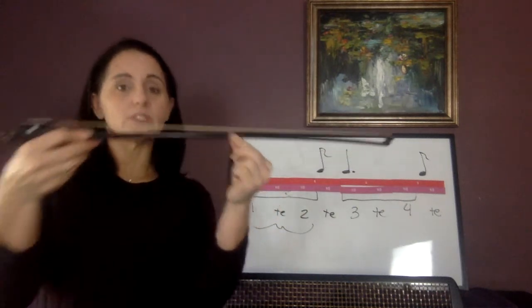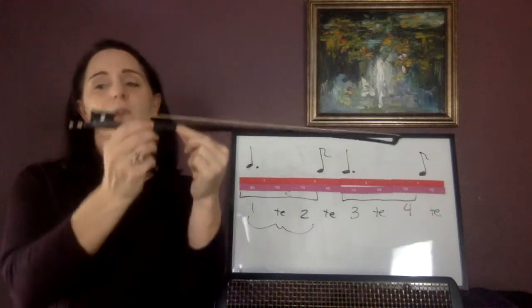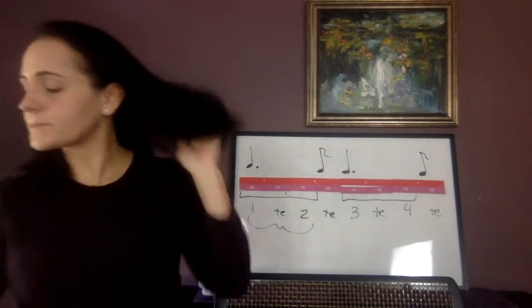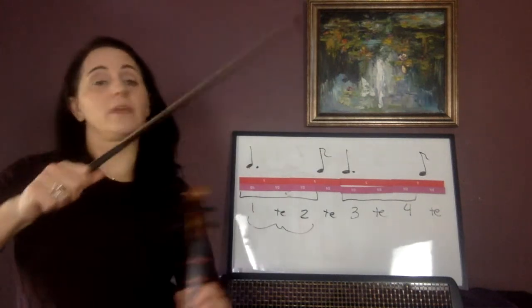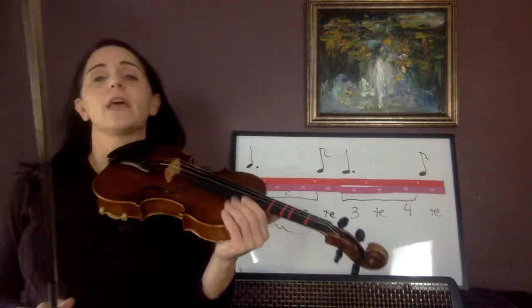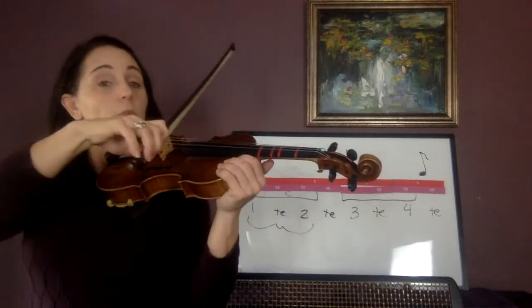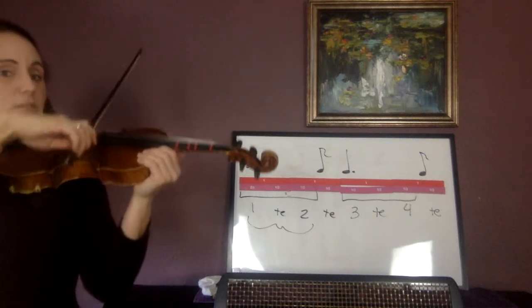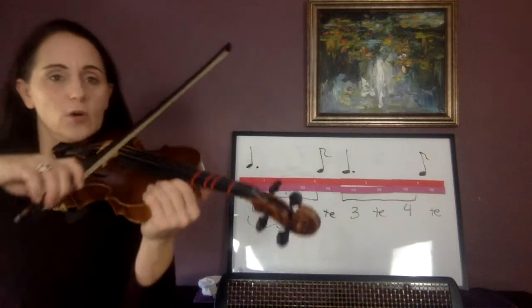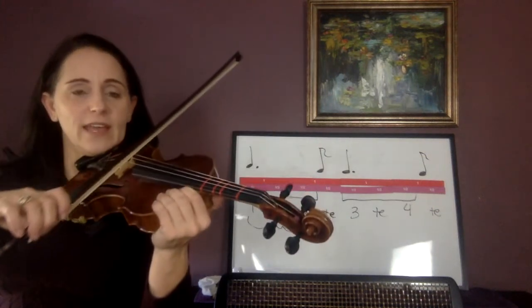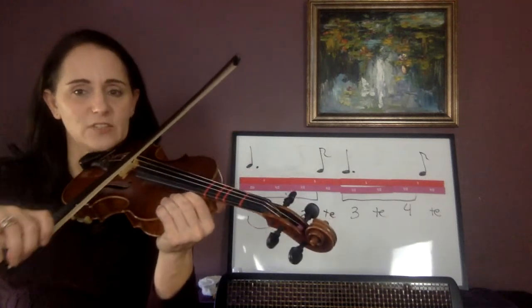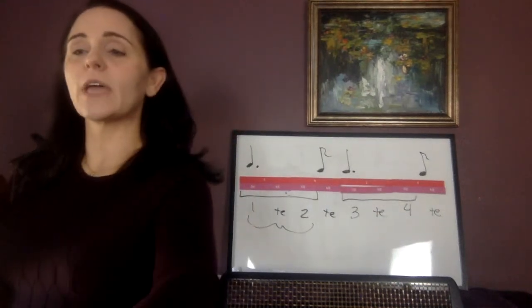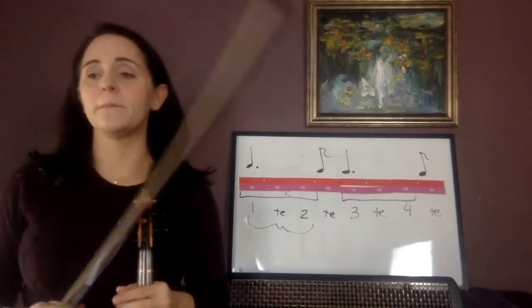1, 2, 3, 4, 1, 2, 3, 4, okay? Now, I want you to play with me, just this rhythm. Slow and heavy, fast and light. 1, and open D, sorry. 1, right, go. 1, 2, 3, 4, slow and heavy, fast and light. Slow and heavy down bow, fast and light. 1, 2, 3, 4, okay?